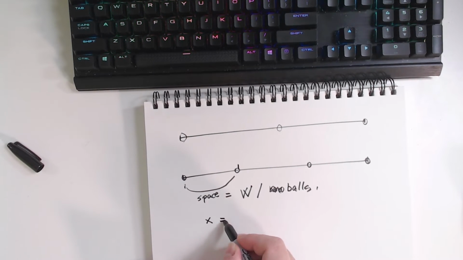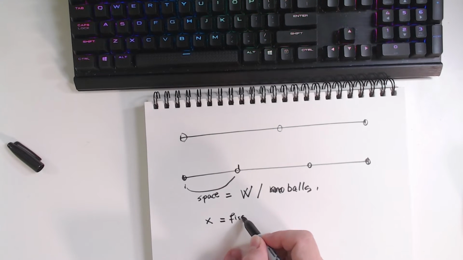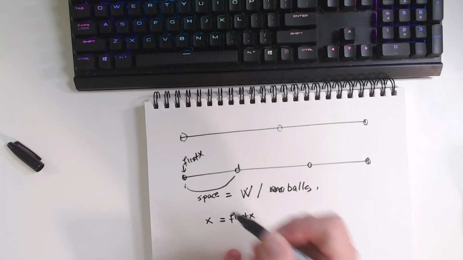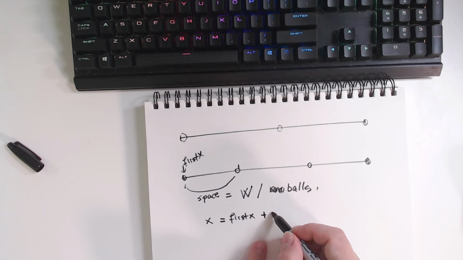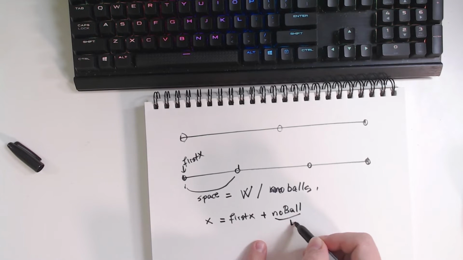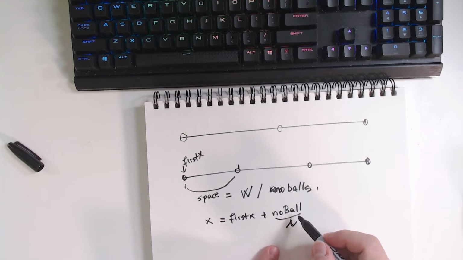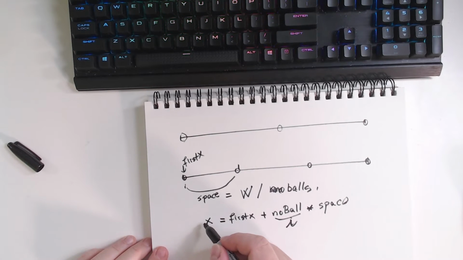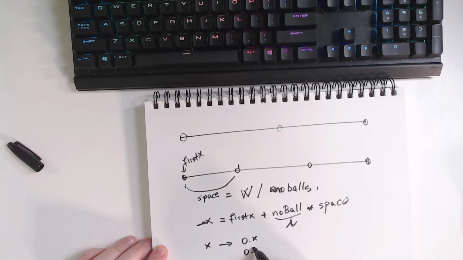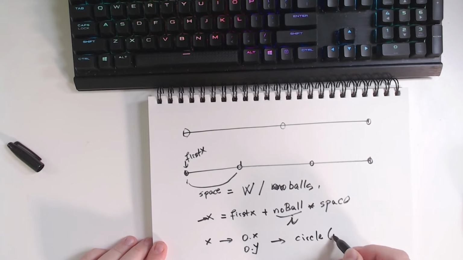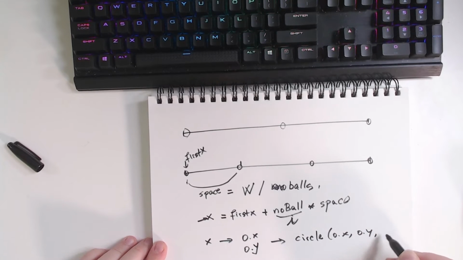And then the x of a certain ball is basically the first x. We always keep track of the first one, so this will be first x, and to this we add the ball number, or i. We can use the variable i inside the code, and multiply it by this space, and we figure out the x. And once we figure out the x, we convert from x to that rectangle's OX and OY, and from this we can draw a circle at these coordinates OX, OY, and a certain radius.